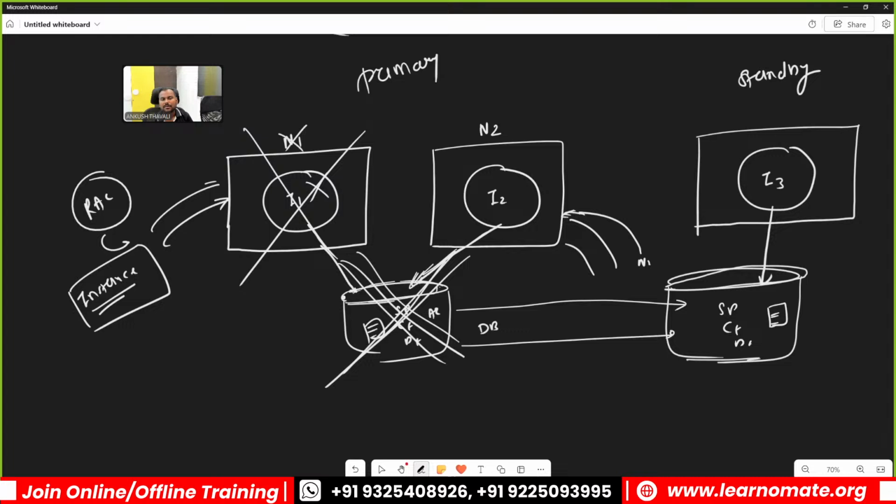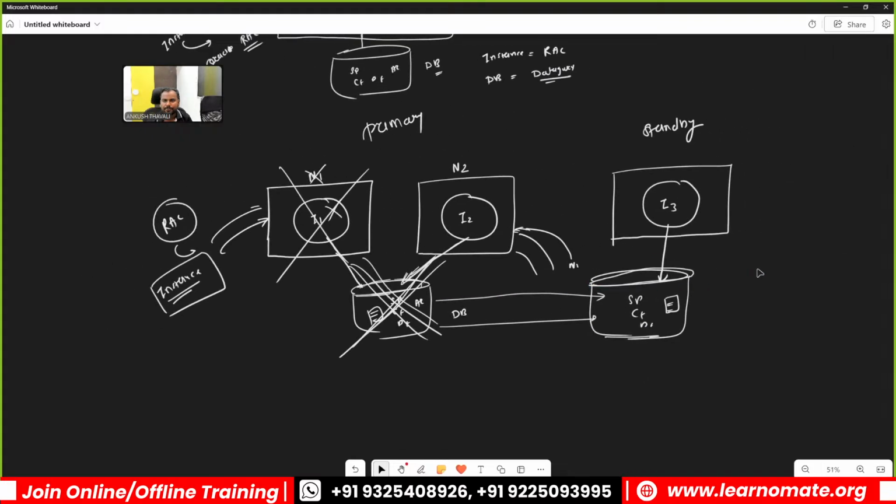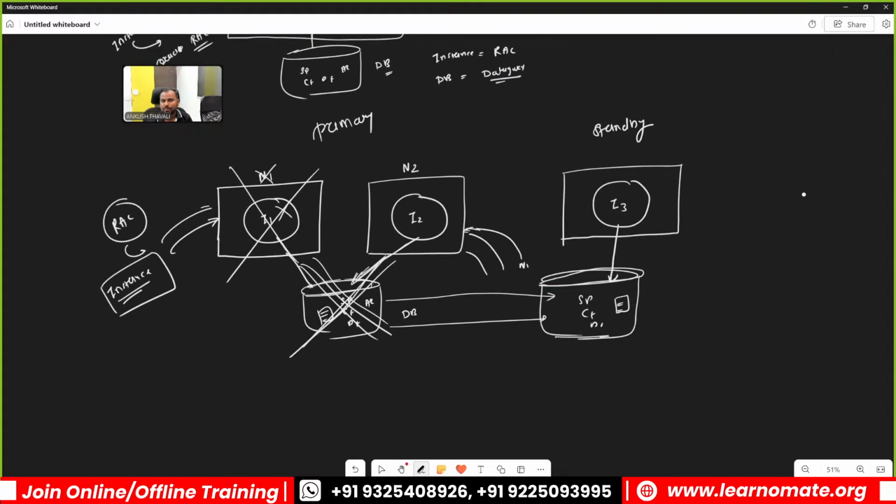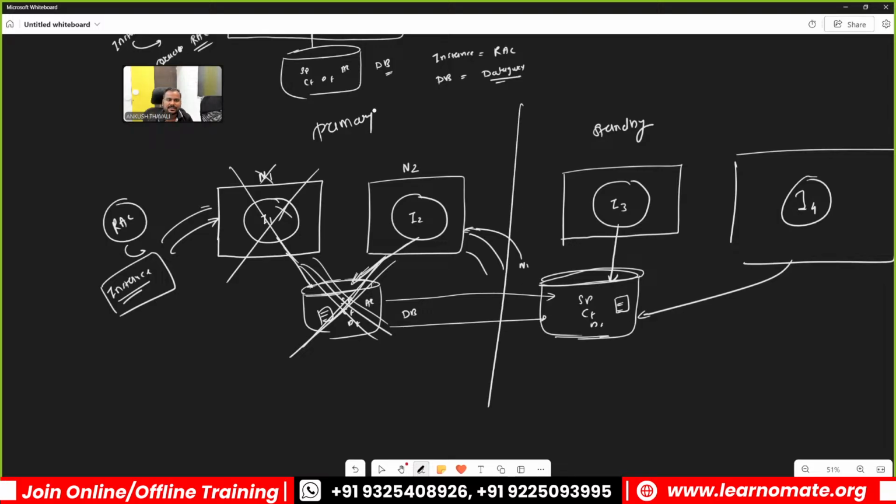So we can have instance level high availability and database level high availability. With this example, I can add one more node here, a same to same replica. Here my instance number 4 is running, and this is also getting connected. So basically this setup is the primary setup, and this setup is the standby setup. So this is RAC plus Data Guard, which provides you instance level high availability plus database level high availability also.